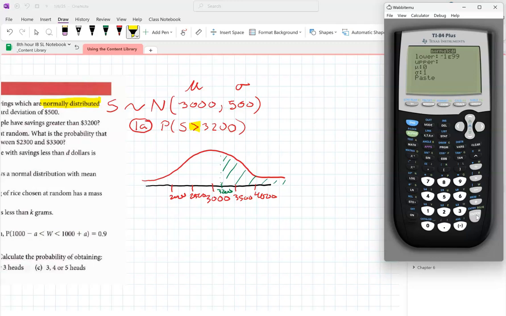Now look at the picture in green that I've drawn. Where does my shaded region begin? What value of X? 3,200, so that's going to be my lower. Where does the shaded region end? It goes to positive infinity. Now, can I type positive infinity into my calculator? No. So what am I going to type in instead? I'm going to type in the biggest number my calculator can hold. Well, you can do 1E99, that's fine. I'm going to do 9E99.